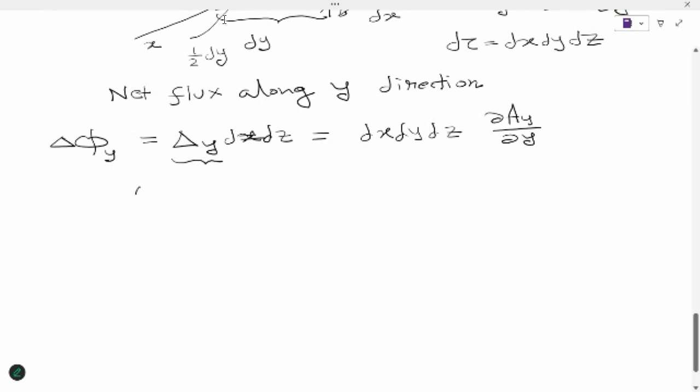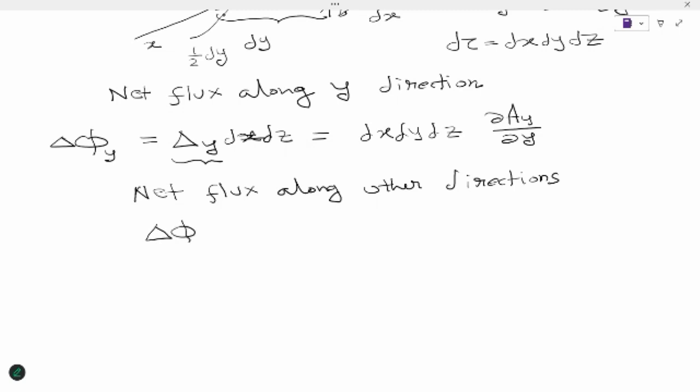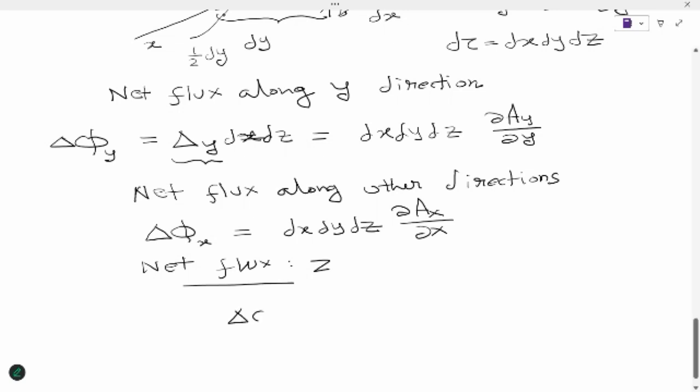Similarly, net flux along other directions: delta phi_x equals dx dy dz multiplied by del A_x by del x, and net flux along the z direction, delta phi_z, equals dx dy dz del A_z by del z.